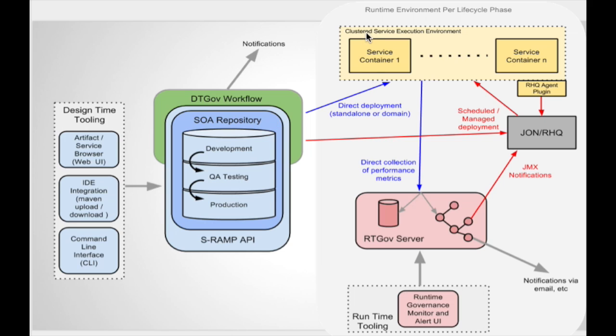So you could have a different runtime environment for development, but you could have one for QA, staging, and production after that. So the artifact would have to pass all four stages in order to get to production.